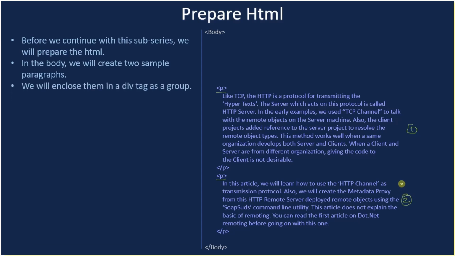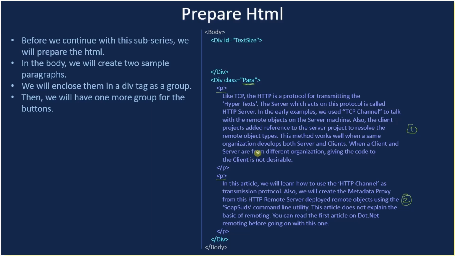We will enclose them in a div tag as a group. We have a div class, and we put para here as a class attribute, and we define these two paragraphs in a group by enclosing them within the div tag. Then we will have one more group for the buttons. Here we opened one more div tag and we named this div tag text size.